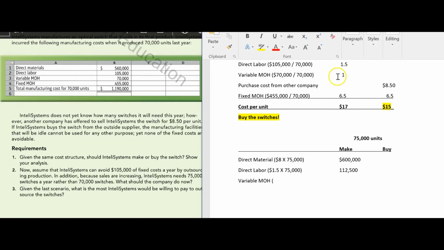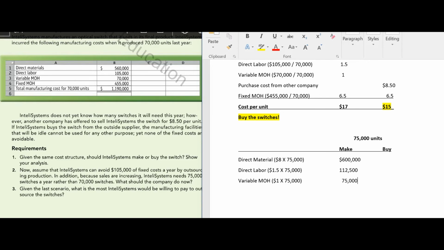Now how about variable manufacturing overhead? Variable manufacturing overhead was only $1. Now let's see how much it will be for 75,000 units. We are making 75,000 units, so I multiplied it by 75,000, and of course it will be 75,000. So this is the variable manufacturing overhead cost if they make 75,000 switches.